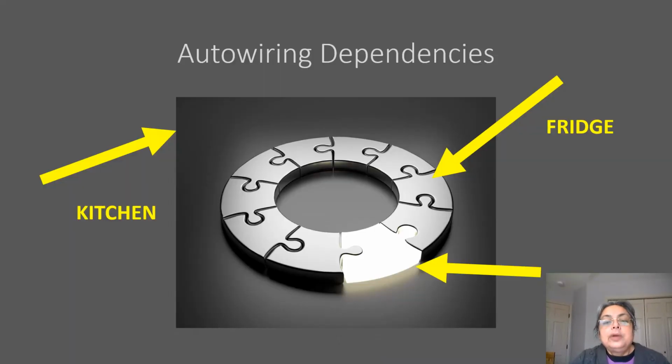This is autowiring of dependencies. So your house needs a kitchen. Now kitchen needs a fridge. Maybe fridge has a shelf missing. They all find their dependencies by themselves. Kitchen finds a fridge, fridge finds the shelf it needs, and that is called autowiring.